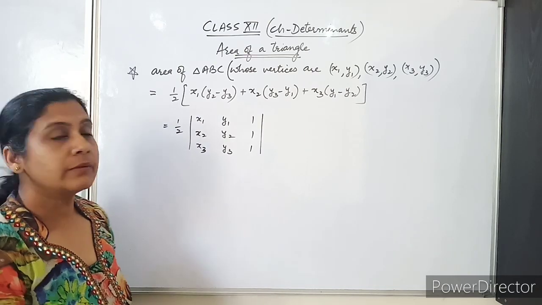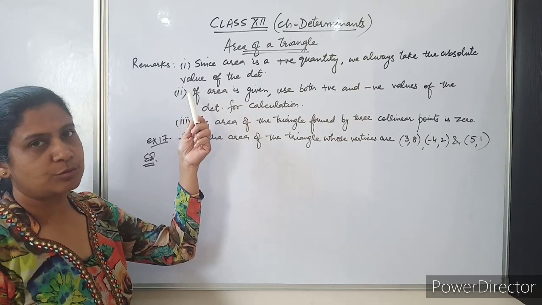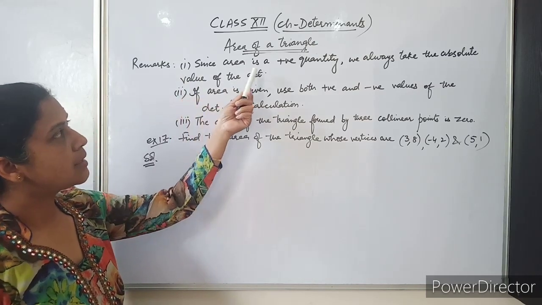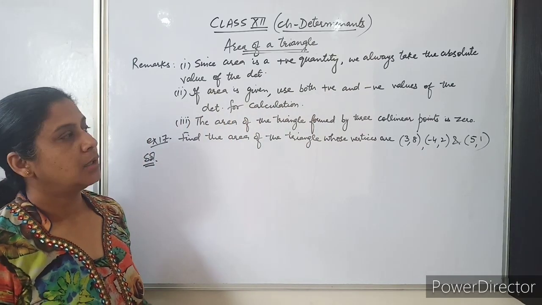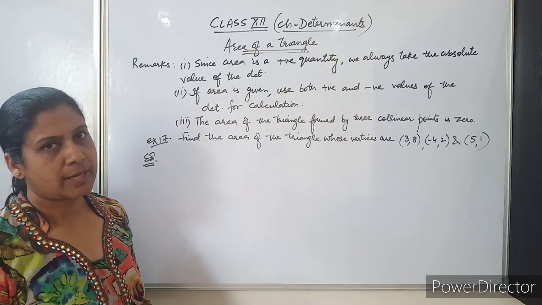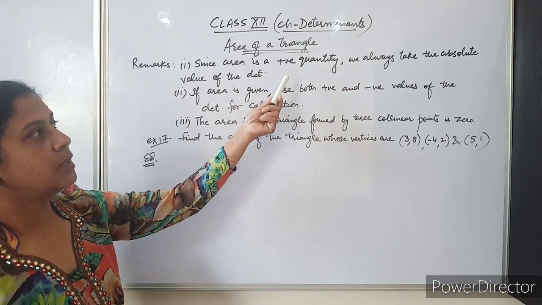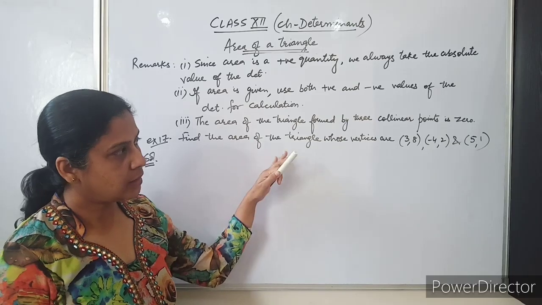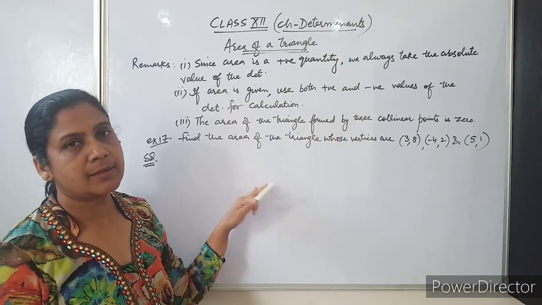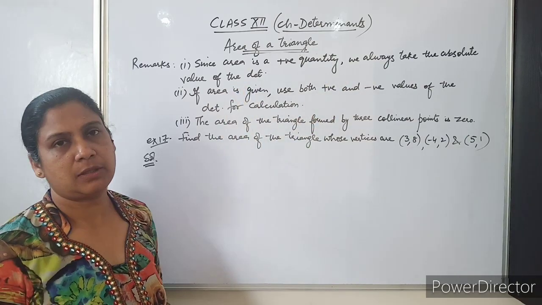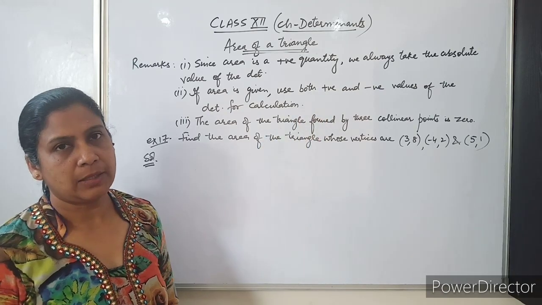So let's start solving some questions with this formula. Here are some remarks. Let's go through this. First is, since area is a positive quantity, we always take the absolute value of the determinant. As you know, area of a triangle, area of any figure, area of a quadrilateral is always positive. So in case when you solve the area of a triangle and you get negative, you have to take care that you take the absolute value of the determinant. That is, it can never be negative.